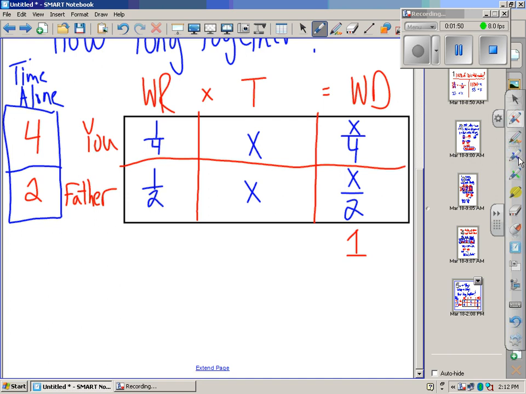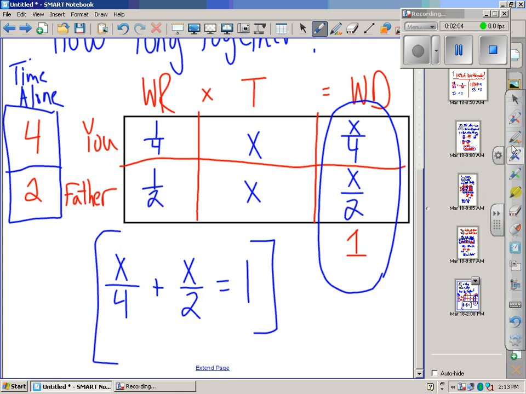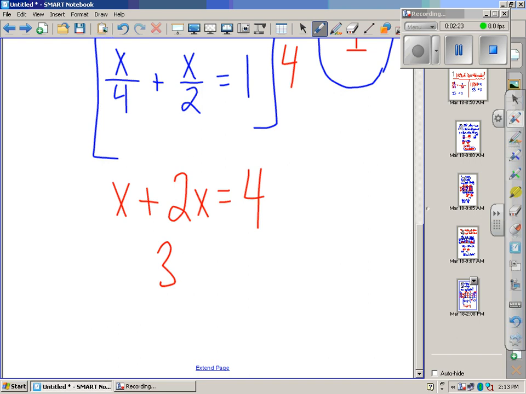As usual, the equation is going to come from this last column. So we have x over 4 plus x over 2 equals 1. From there, we've learned in this chapter to clear the fraction by multiplying through by the LCD. In this case, the LCD is 4. Reminding ourselves that the most common mistake is to forget to multiply the integer, the 1, by 4. So then we get 3x equals 4, and x equals 1 1/3.